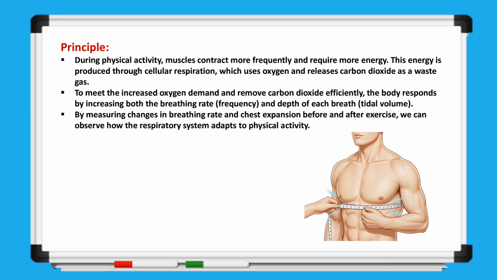Now, let's understand the principle behind this investigation. During physical activity, our muscles contract more often and need more energy to keep working. This energy comes from cellular respiration, a process that uses oxygen and releases carbon dioxide as a waste gas. To meet this higher oxygen demand, and to get rid of the extra carbon dioxide, the body naturally responds by increasing both the breathing rate, how often we breathe, and the depth of each breath, also called tidal volume. So, by measuring the changes in breathing rate and chest expansion before and after exercise, we can clearly observe how our respiratory system adjusts and adapts during physical activity.